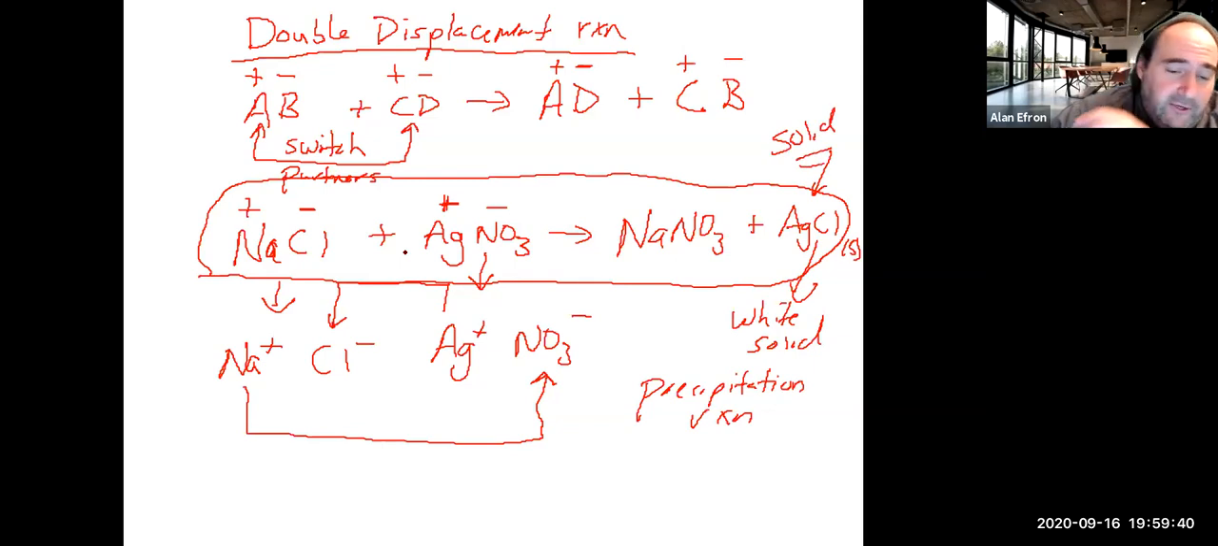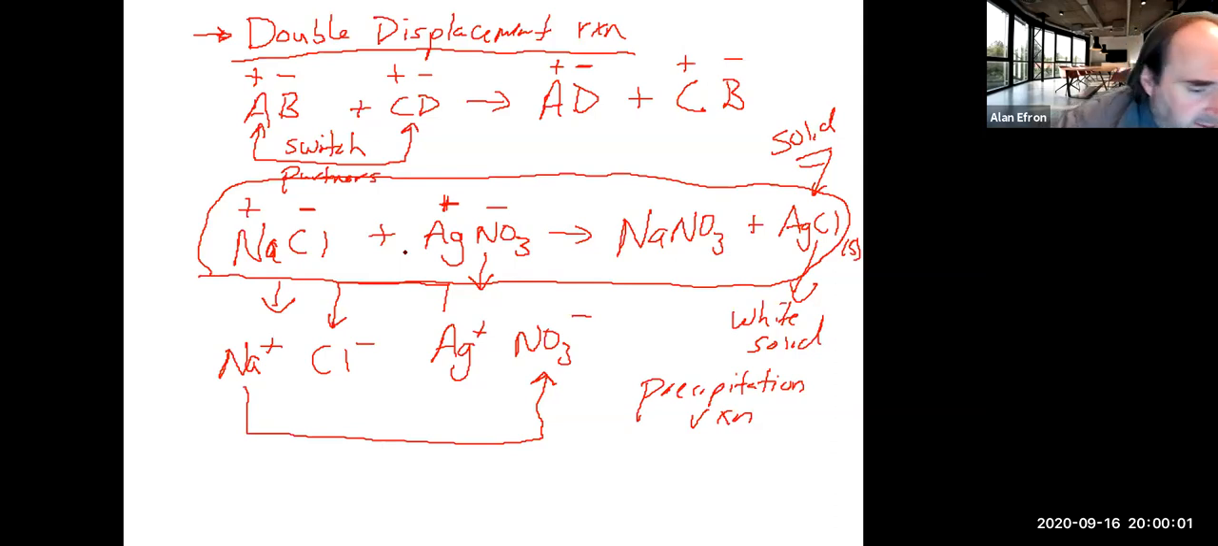And we'll talk in a later chapter how you know that's going to be a solid. We'll talk about that in a later chapter, but it's sometimes called a precipitation reaction. In terms of the classification for your lab, I believe they stick to just double displacement reaction, but it's also sometimes referred to as a precipitation reaction as well.